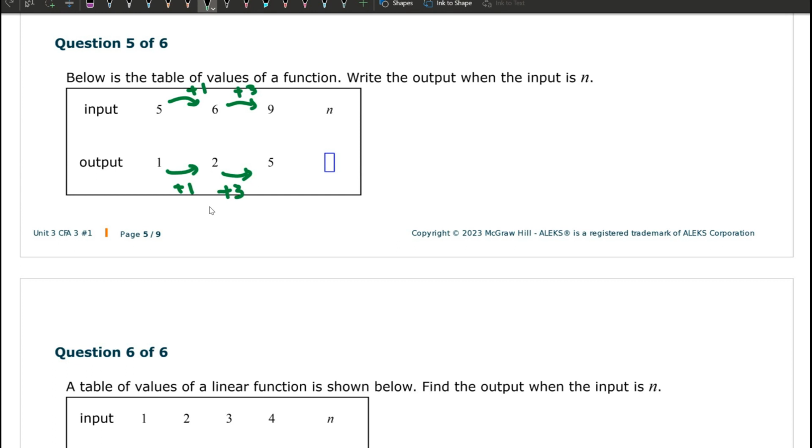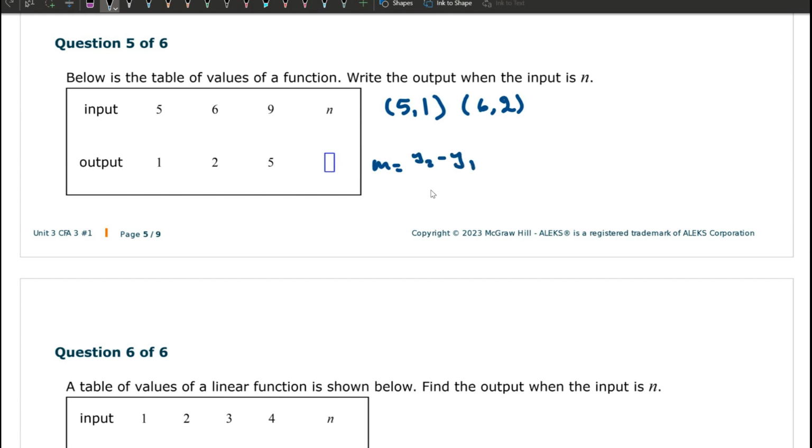Now, they didn't say this is a linear function, but it is a linear function, but they give you the points not in order. So what you're going to do is find the slope by using the slope formula. Okay, so pick out the first point, 5, 1. Second point, 6, 2. So we're going to find the slope.